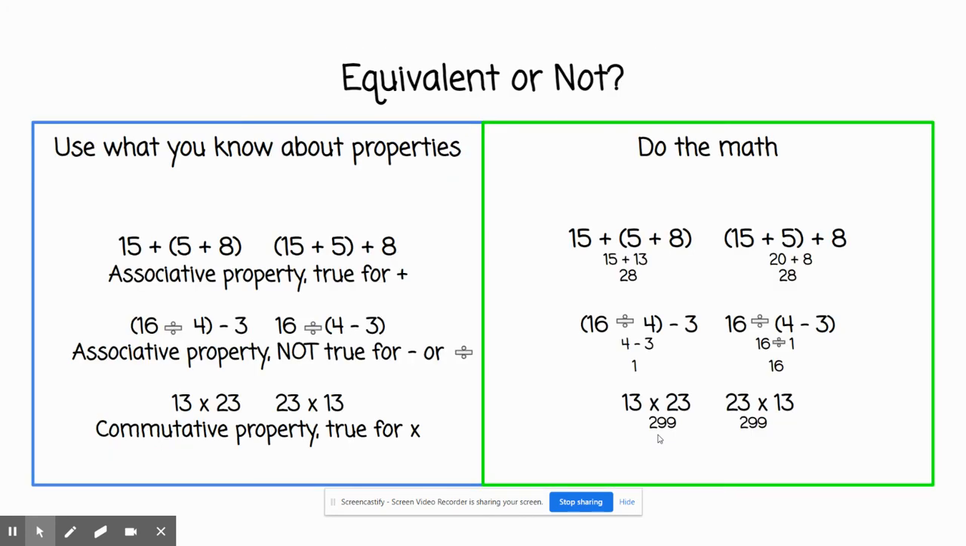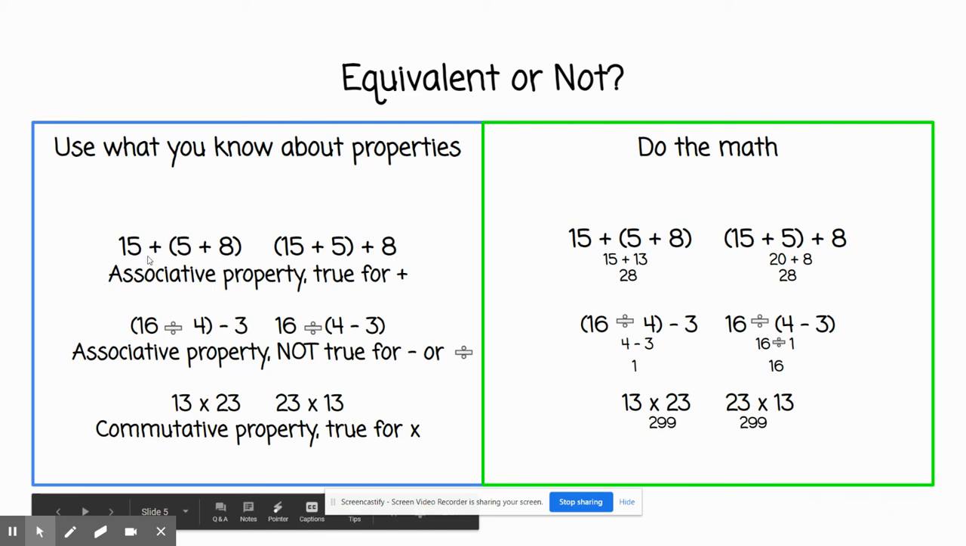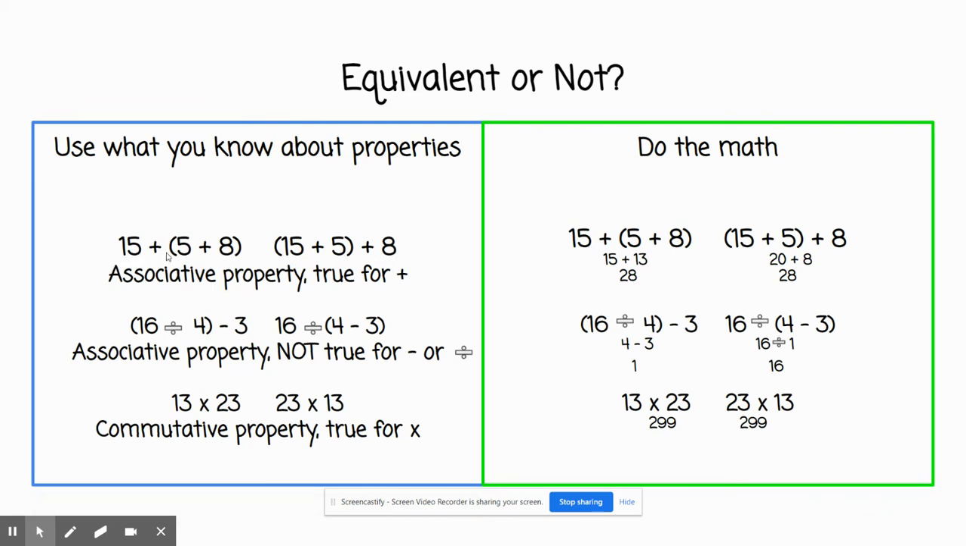Okay, so let's take a look at this. You have two options when you're deciding whether expressions are equivalent or not. One is you can use what you know about those properties, the commutative property and the associative property. So for example, if I look at these two expressions, I can see right away that this is the associative property. I know that the associative property is true for addition, so I know these two expressions are equal.